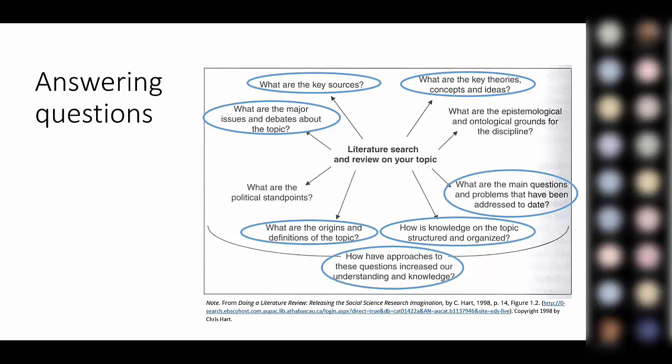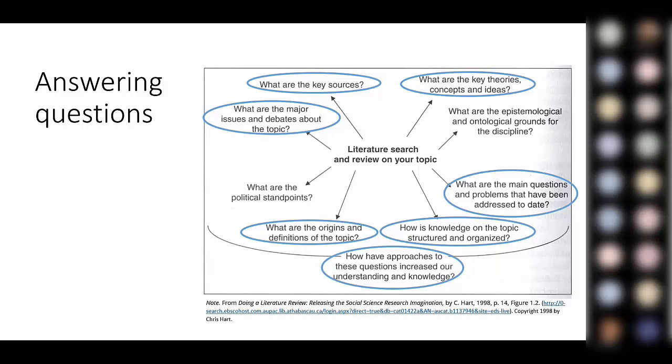What are the key theories, concepts, and ideas? Within the key sources, what key ideas emerge? Here's where you'll want to see what various sources have in common. What are the main questions and problems that have been addressed to date? Some fundamental questions and problems of the early development of the subject may appear in your background section, but as the questions and problems become more specific to your own research question, you'll want to record them in your results section.